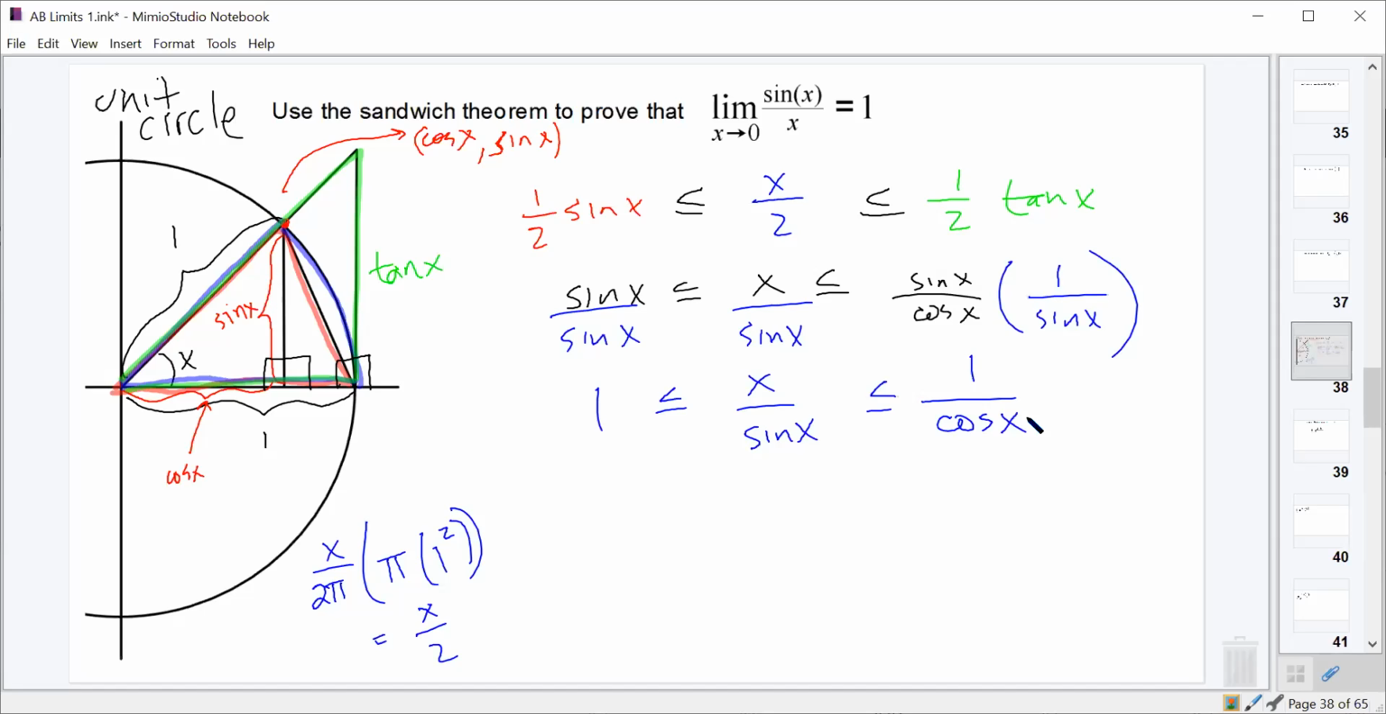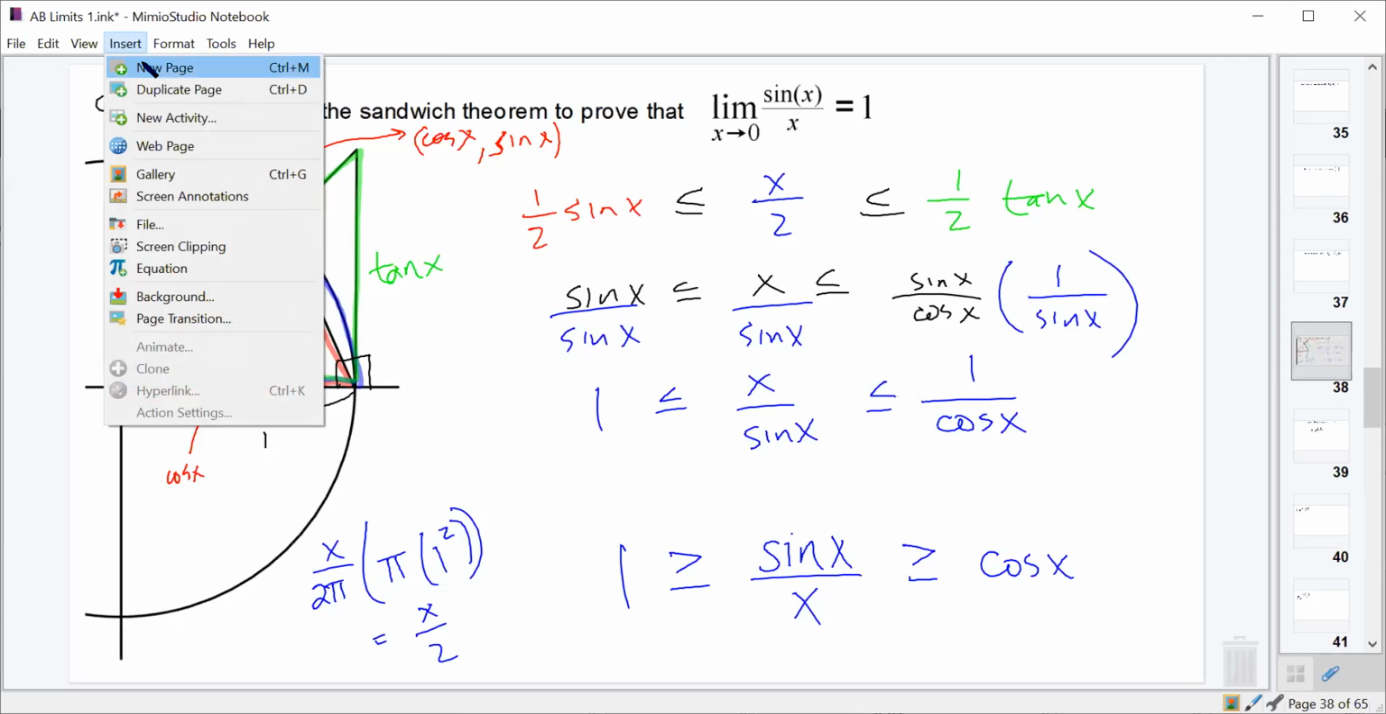Okay. And how do I turn x over sine x into sine x over x? What do I need to do? I need to take a reciprocal. Yeah, just take a reciprocal. I can take the reciprocal of every side. Now that does affect the inequality signs. That actually flips all the inequality signs anytime you take the reciprocal of all the pieces. But we've still got an inequality that has now sine x over x sandwiched between two other functions. Good or no? Good. Cool.